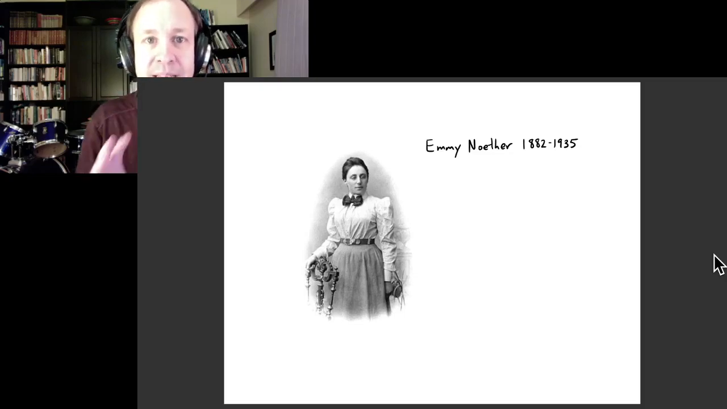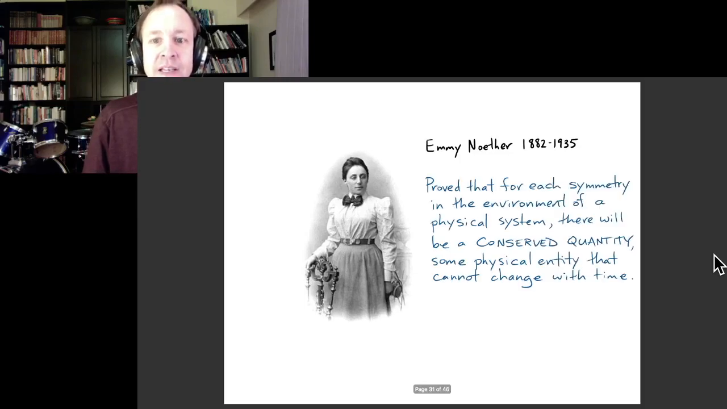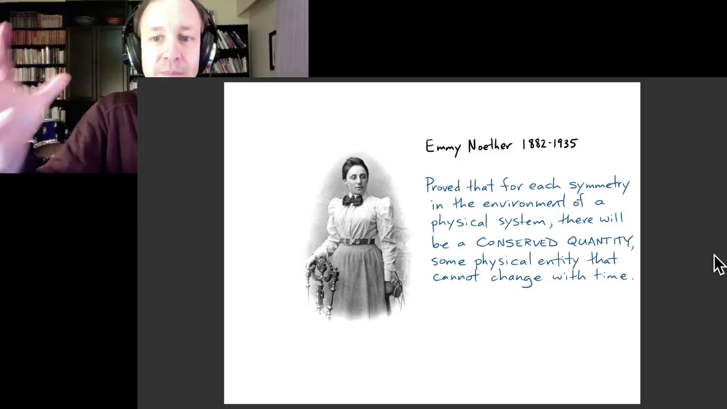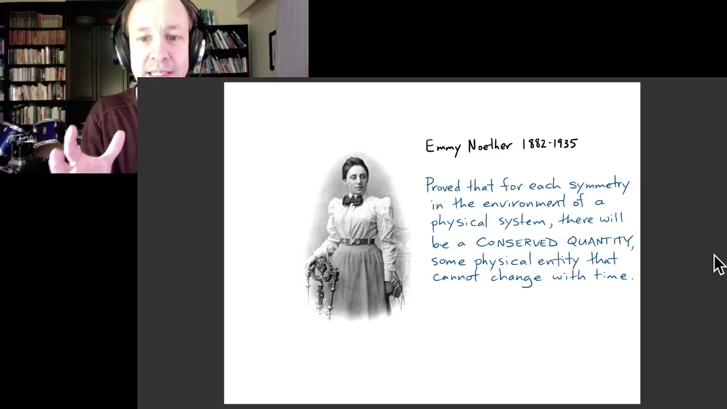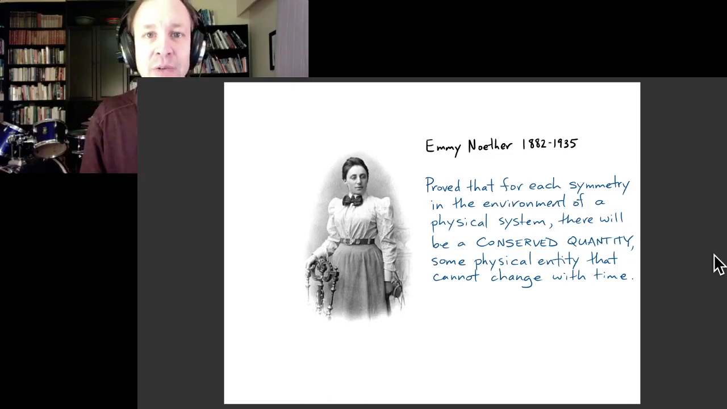So what Emmy Noether showed is that for every symmetry of a physical environment, there's going to be a special quantity, some kind of physical quantity that we say is conserved. And what that means is that this quantity is forbidden from changing with time. Okay, so I want to go through several different examples to show you how powerful this kind of idea is, the idea of a conservation law in physics.